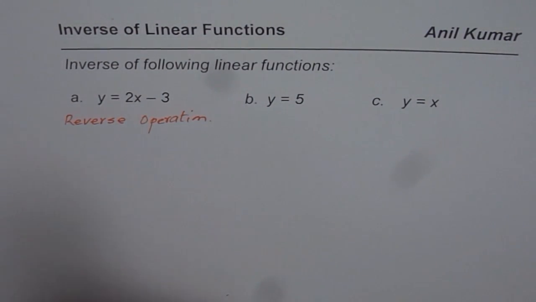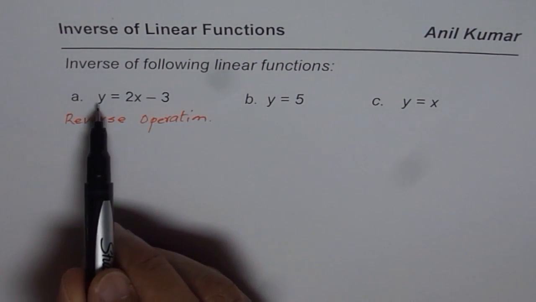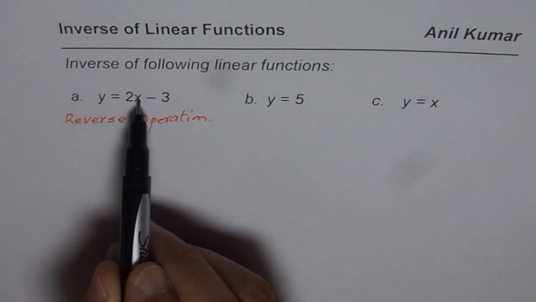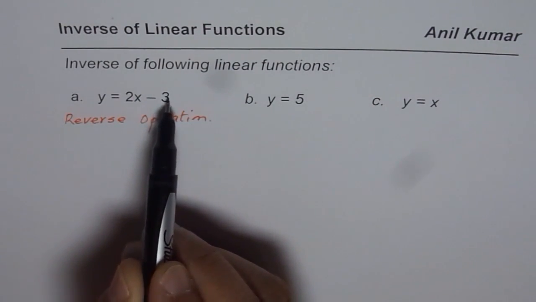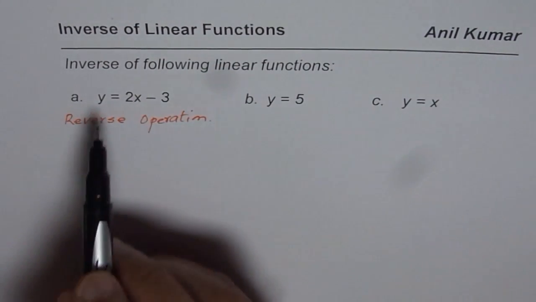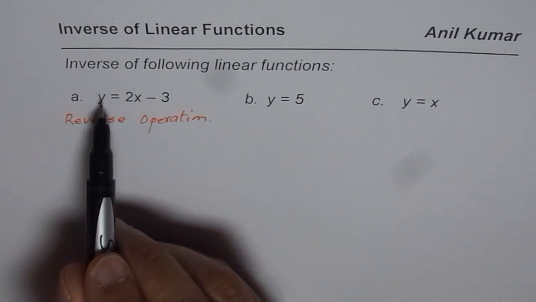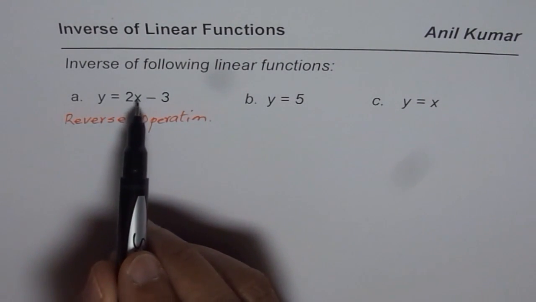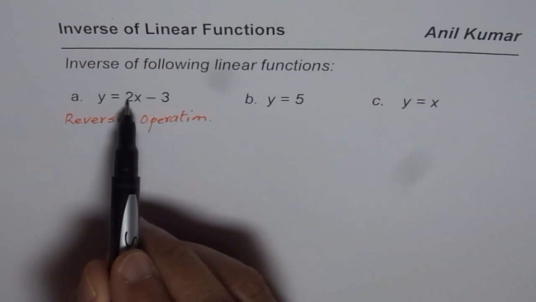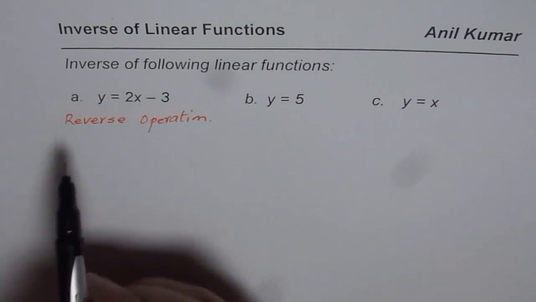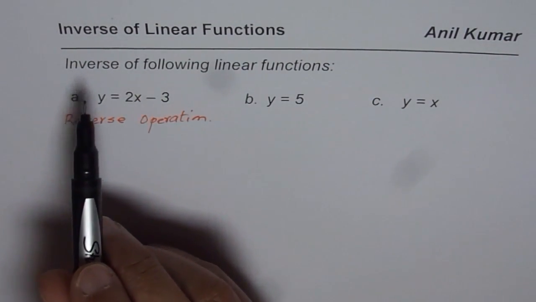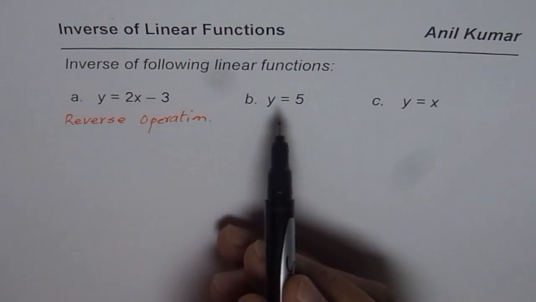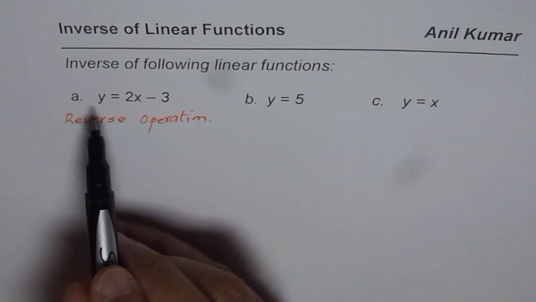Now reverse means kind of like this. To get the output y, the input is multiplied by 2 and then you take away 3 from it, right? So that is the function. What is happening here is, to the input we multiply by 2 and then take away 3. Now the inverse function will give the input when the output is fed. So that's the reverse operation, right?